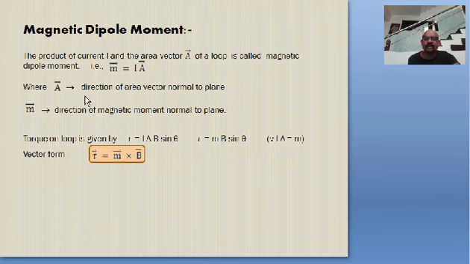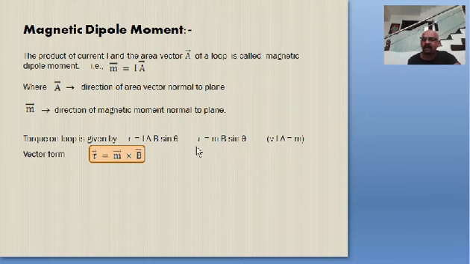So A is the area vector directed normal to the plane. M is the magnetic moment, that is also normal to the plane. That means the direction of magnetic moment and the direction of the area vector both are the same. Now you know the torque on the loop is given by IAB sin theta. The product of I and A gives you M, the magnetic moment, so MB sin theta.